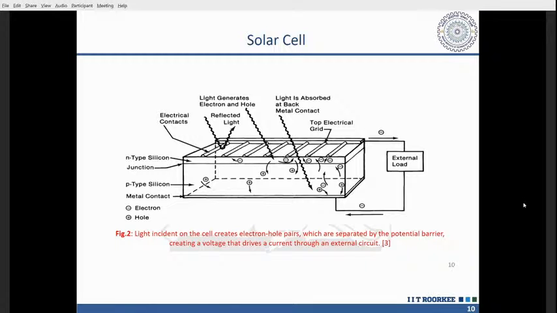The photons should reach the depletion region, not the P region, not the N region, or anywhere else. The main region where the light should reach is the depletion region.